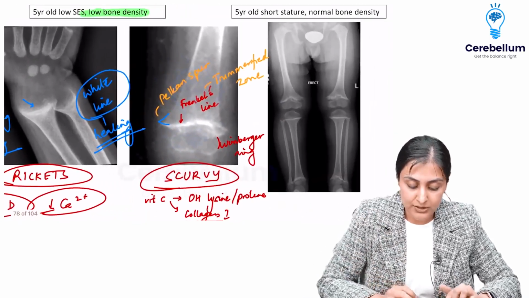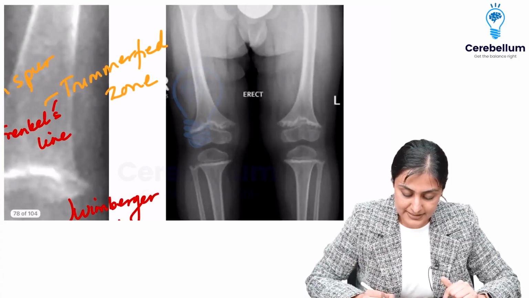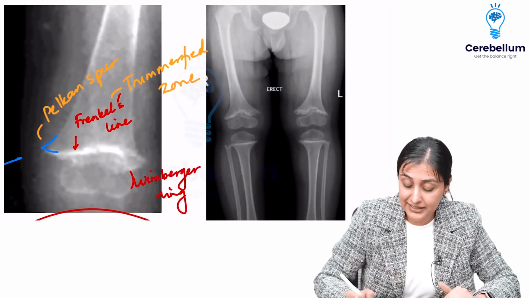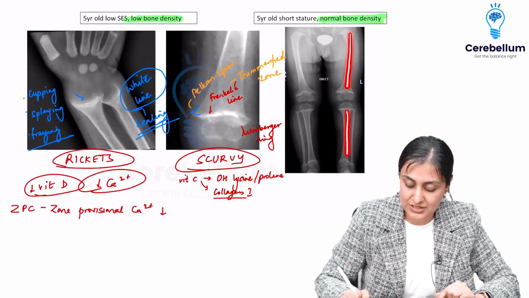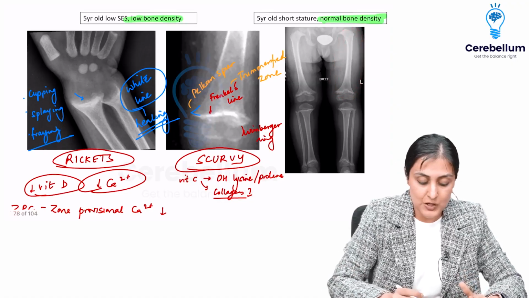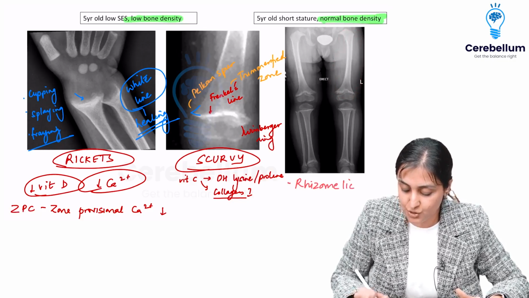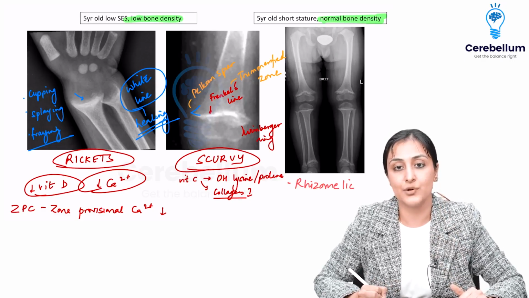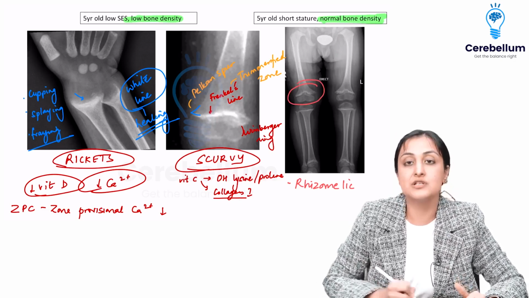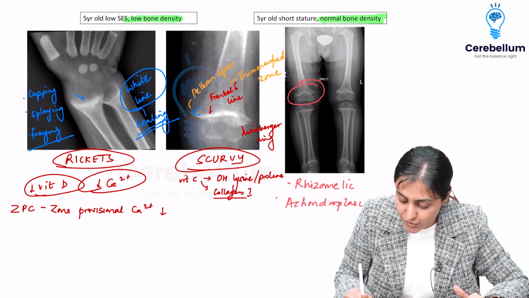Now if I tell you of another boy with short stature, but now the bone density is normal, what you see is that the metaphyses are again irregular and they have this V-shape. Another finding is that the femur is almost as long as the tibia, meaning the femur is shorter than it should be. So this is what we call rhizomelic shortening, where you have proximal shortening, and this metaphyseal irregularity is the characteristic feature of achondroplasia.